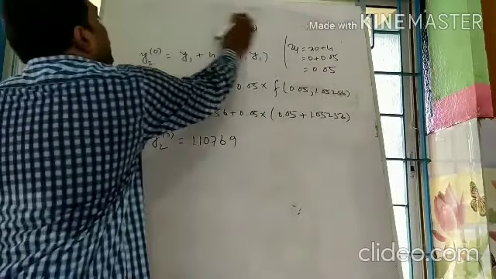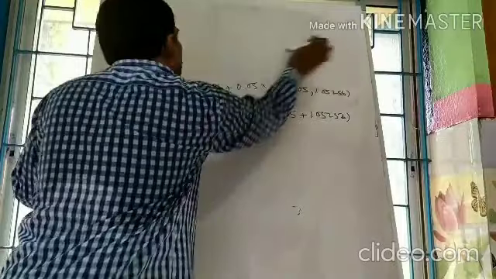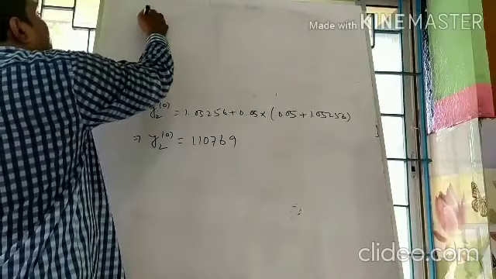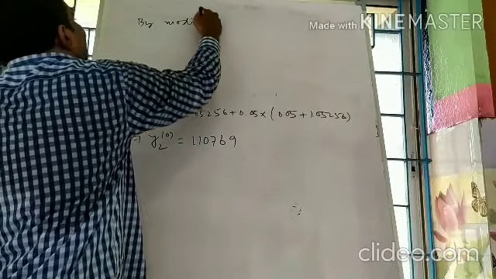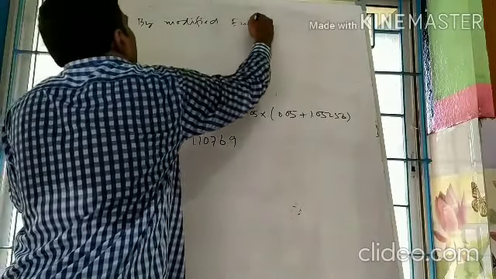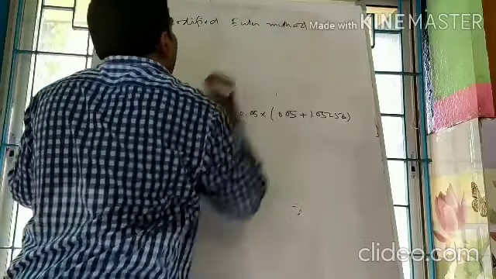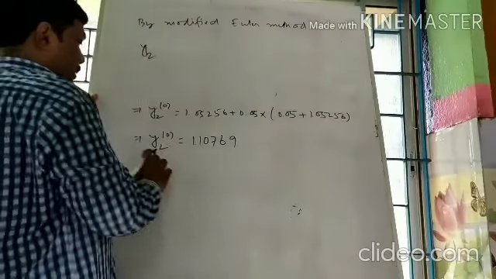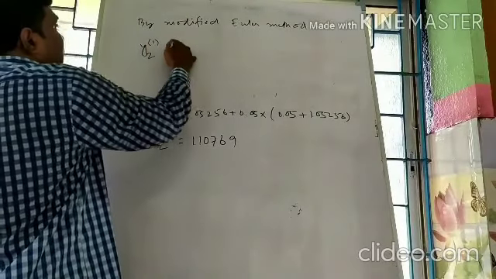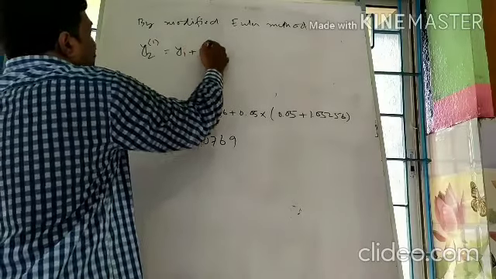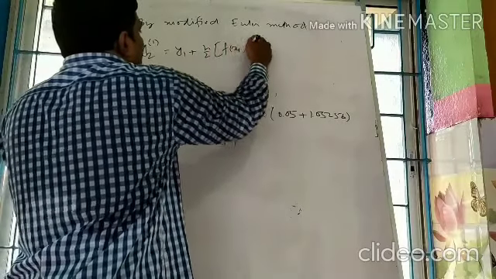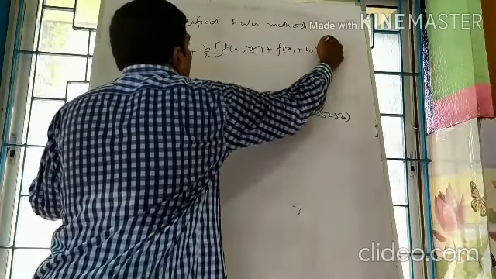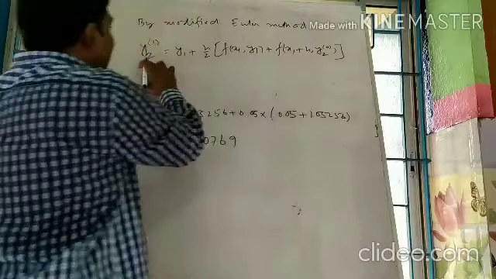Now the first approximation of y2 by the modified Euler method, that is y21, is y1 plus h by 2 times f of x1, y1 plus f of x1 plus h, y20. This is by the modified Euler method, the first approximation of y2.